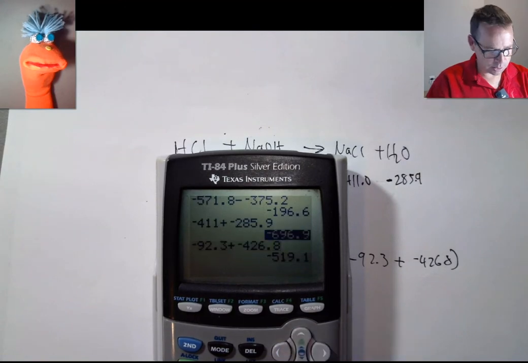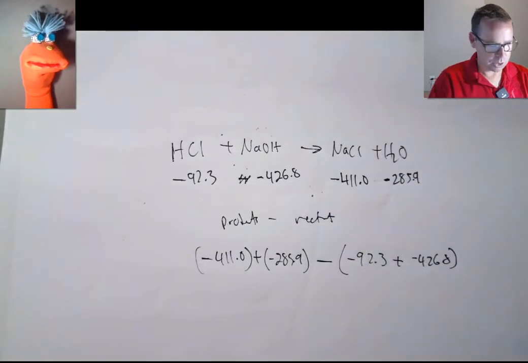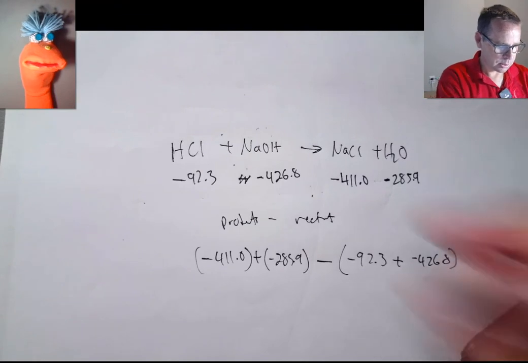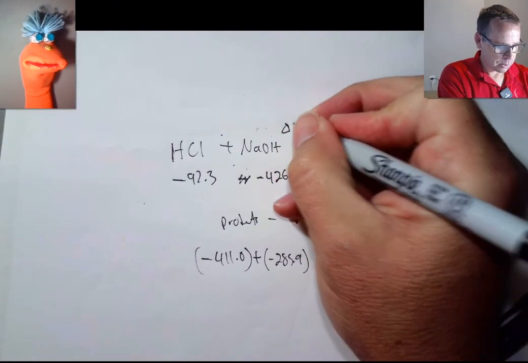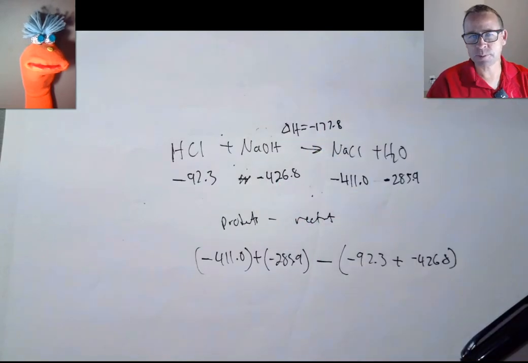Okay, so now all I have to do is finish up this here where I take products, 696.9, minus reactants, 590.1. So a negative 177.8 for this chemical reaction up here. Delta H equals negative 177.8 kilojoules.